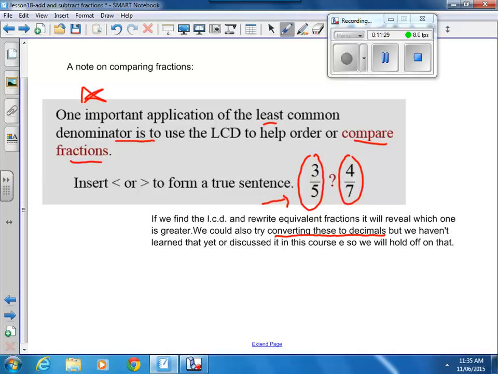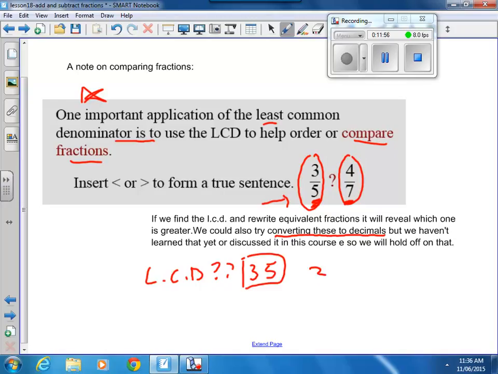Now's a time where people think about elections a lot, right? So if you say 3 out of 5 people like that candidate, is that more or less than 4 out of 7 people liking a certain candidate? Well, let's get the LCD. Clearly the LCD with 5 and 7, they're both prime, so you can multiply them. So clearly the LCD is 35.